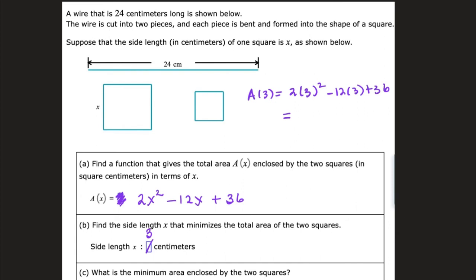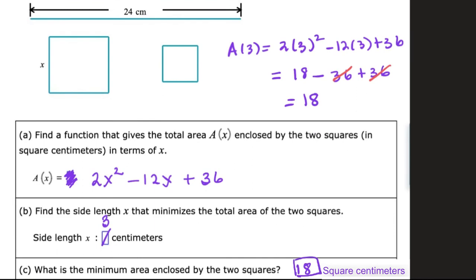So we'll get 3 squared, and 3 squared is 9, and 2 times 9 is 18, minus 12 times 3, and 12 times 3 is 36, so it's minus 36 plus 36. And we see that the subtracted 36 and added 36 cancel, and that leaves us with 18. Because the area was squared, we know it's going to equal 18 centimeters squared. And I think on ALEKS, you just have to put in the 18. They give you the square centimeters.